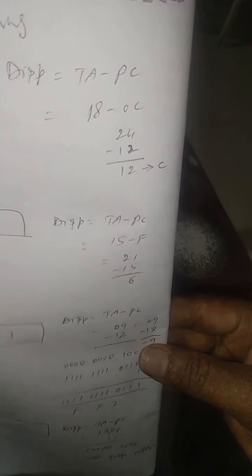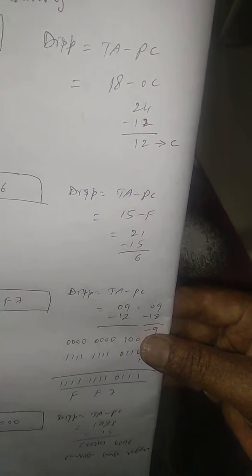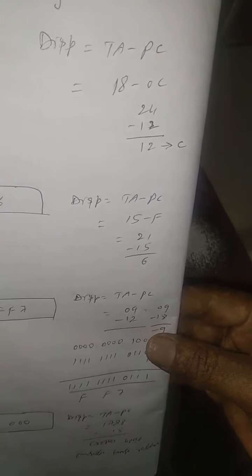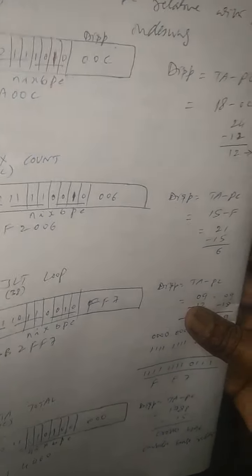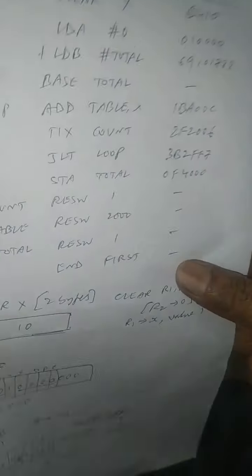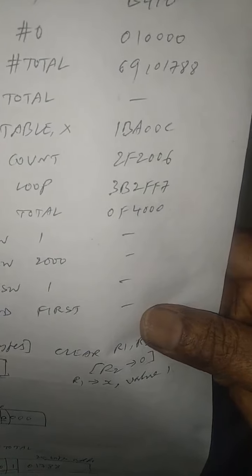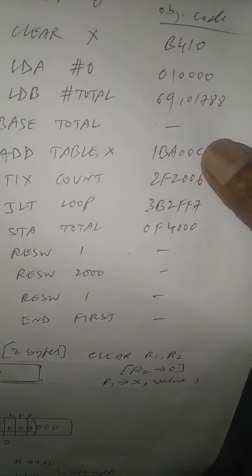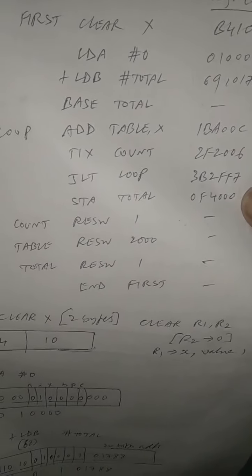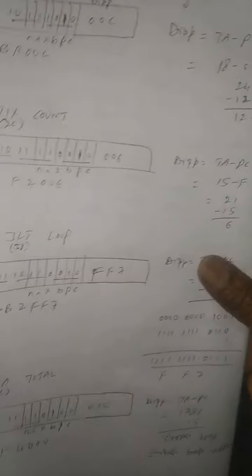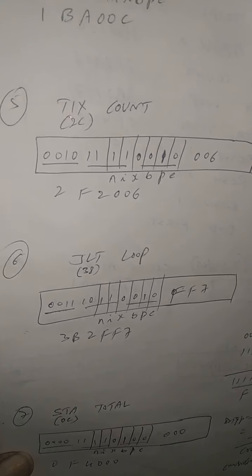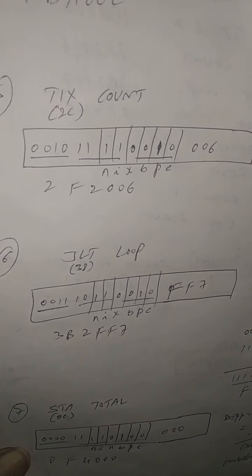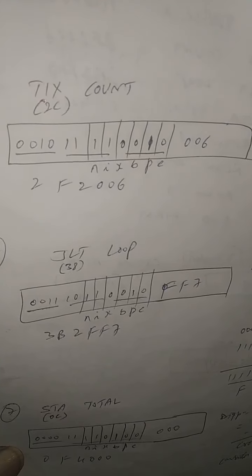So directly by using the calculator, you can find out the difference, 18 minus C. It will show you as C. So now it becomes 1BA00C. So that is what I have written here. 1BA00C. Next is TIX count. The TIX value is 2C, 0010 followed by 11.